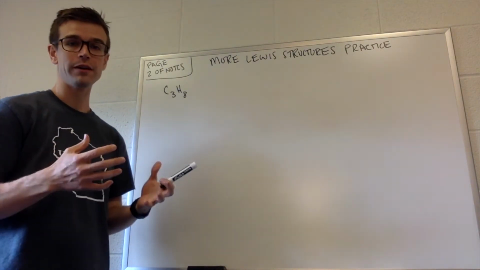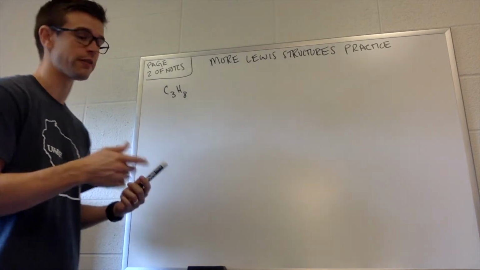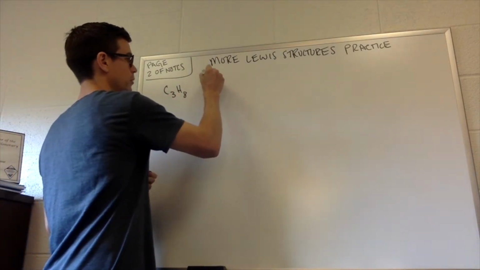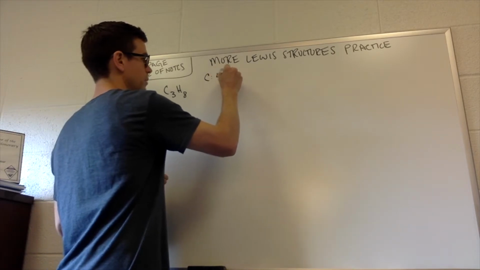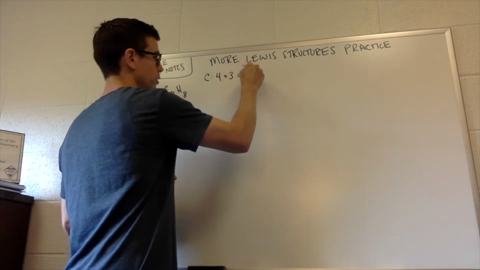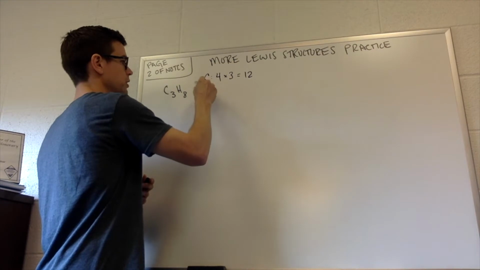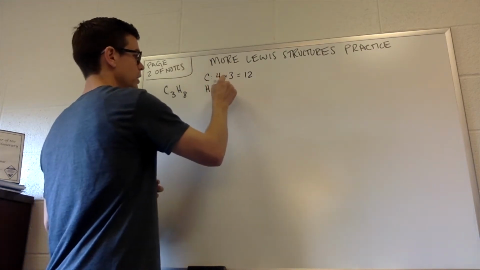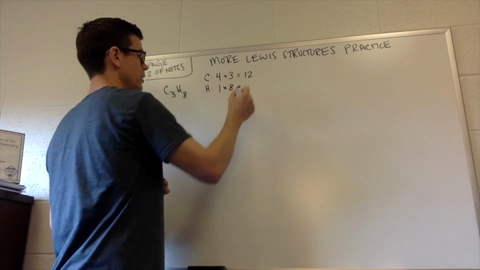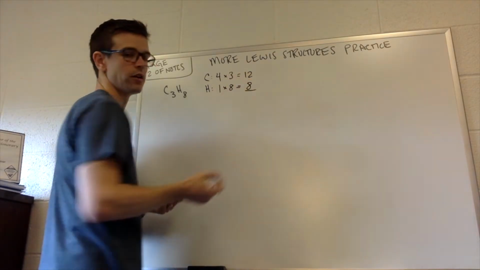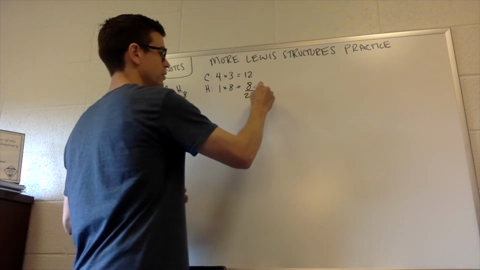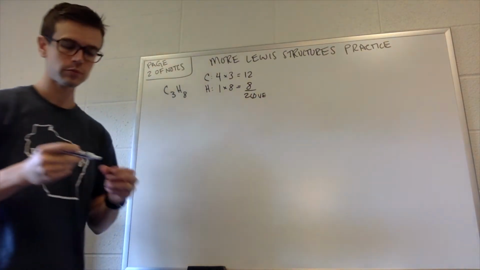So carbon has 4 valence electrons, and there are 3 of them, so three carbon atoms. So for carbon, we have 4 valence electrons times 3 equals 12 electrons. Hydrogen has 1 valence electron each, and there are 8 of them, so that is 8 valence electrons. Add those two numbers together, that's 20 valence electrons for this molecule.